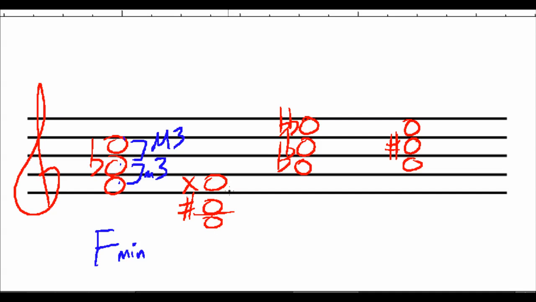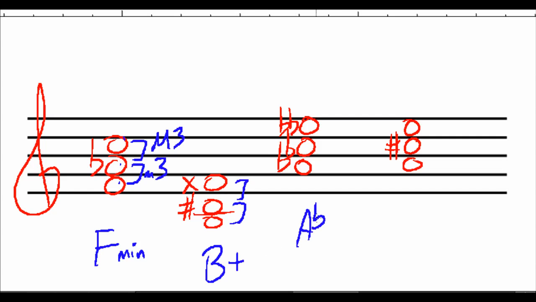How about the second one? B, D sharp, F double sharp. Here's a hint. Anytime you see a double sharp or a double flat, you might wonder if it's a major or minor. It could be one of the less common, like a diminished or an augmented. In this case, this is a B augmented triad. You have a major third here between B and D sharp, and then D sharp to F double sharp, another major third. Gives us the augmented triad.